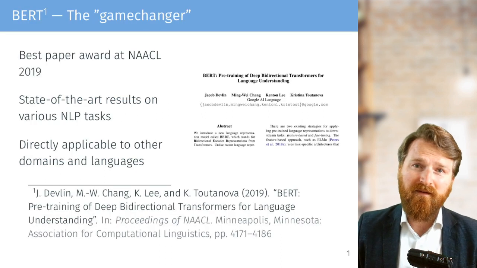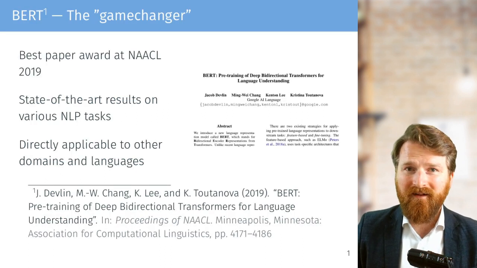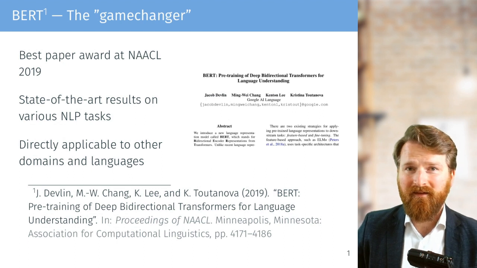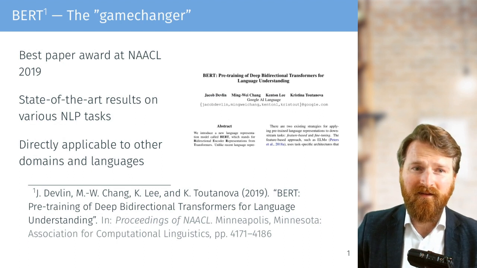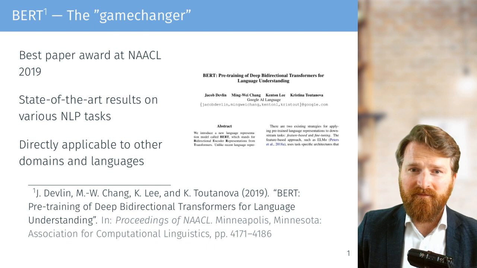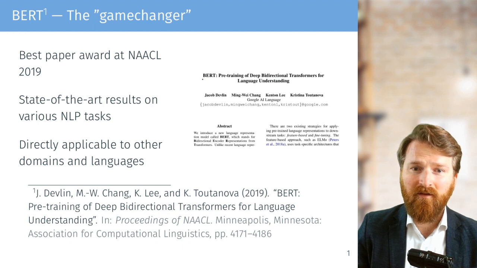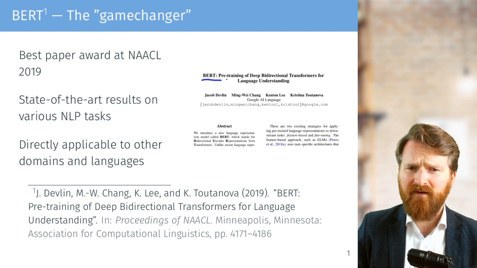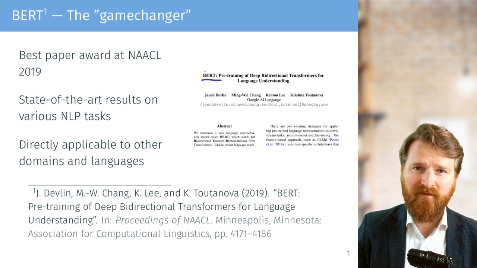So why should we be talking about BERT, and why would no NLP lecture today be complete without BERT? It's because BERT is a game changer. When we talk about BERT, we mean this paper from Jacob Devlin and his colleagues from Google AI Language. It's an abbreviation of Bidirectional Encoder Representations from Transformers. Actually, BERT is also a puppet from Sesame Street.